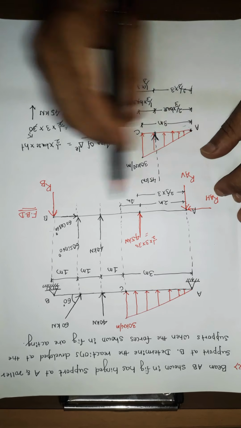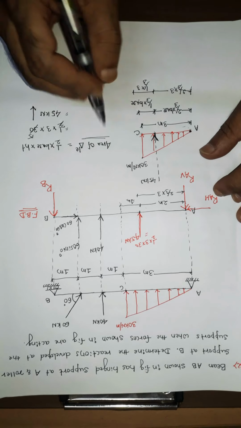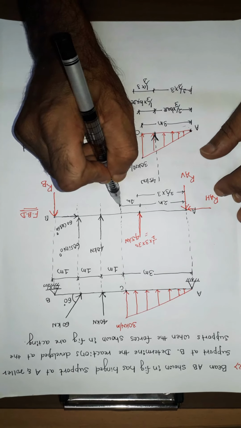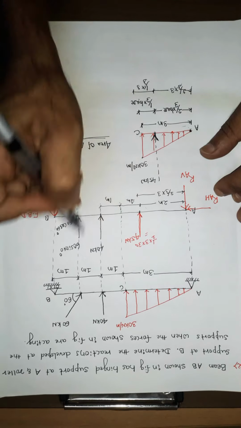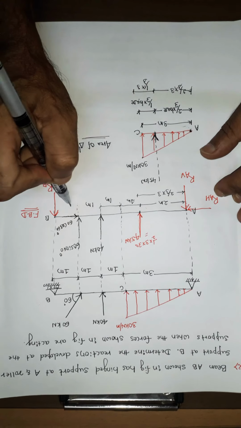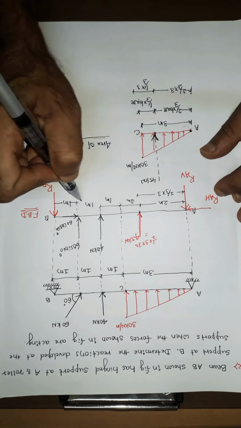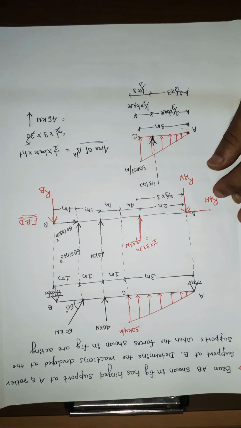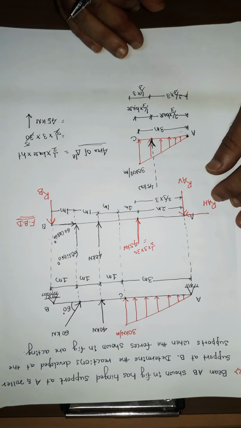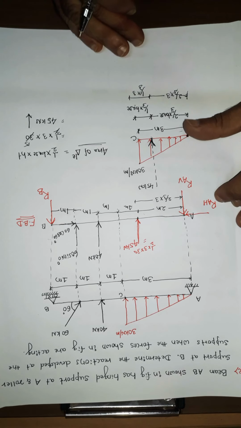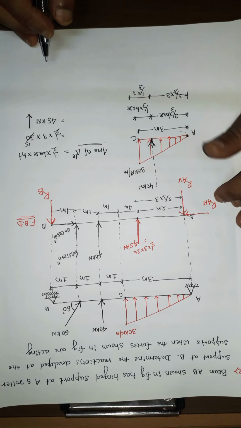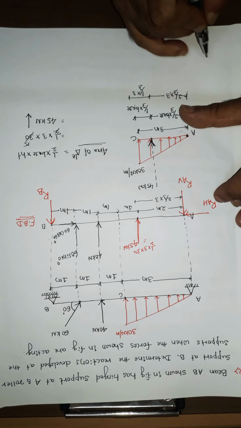Once you draw the free body diagram, then you can calculate the reactions. Now this is 2 meter, this is 1 meter, again this is 1 meter, and this is 1 meter. Now let us calculate the reactions using equations of equilibrium. As you know, there are 3 equations available: summation Fx equals 0, summation Fy equals 0, and summation M equals 0. Now let us use the first equation.